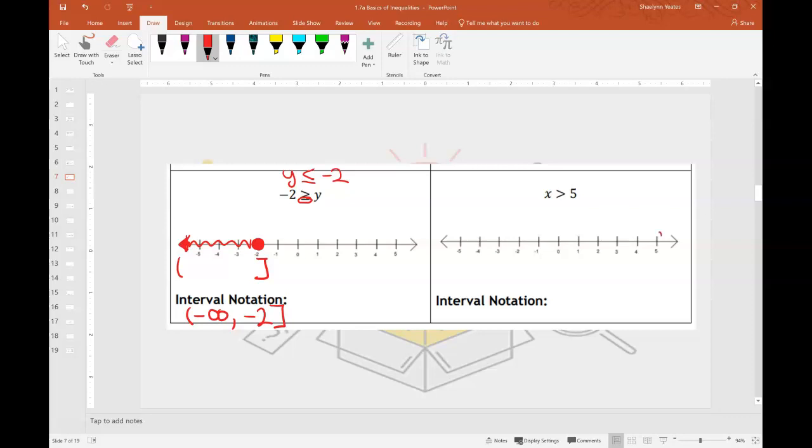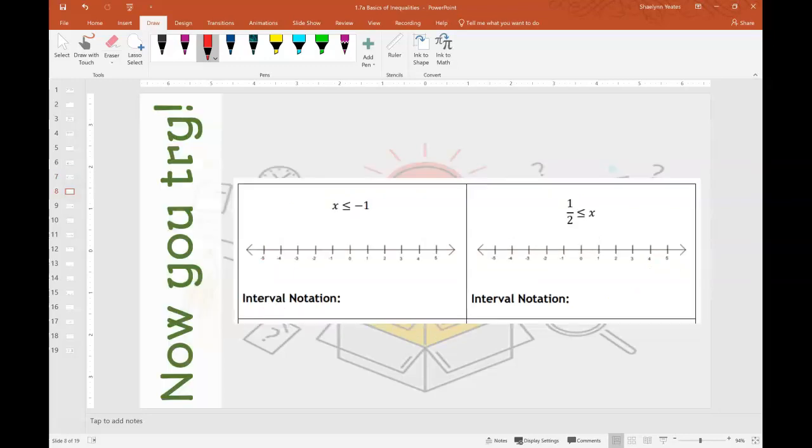On this one, we're going to have an open circle on 5. The x is already on the left. And it's going to point to the right. Again, this one is 2 parentheses. And we're going to have a parenthesis, and we start at the 5. It's pointing to the right, so that's positive infinity. And then we have a closed parenthesis.